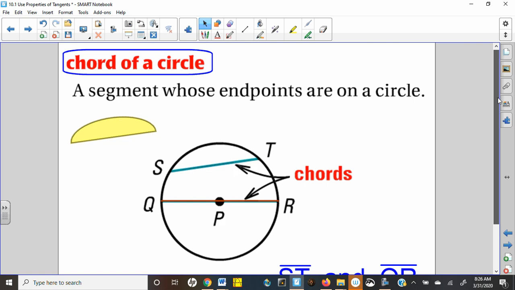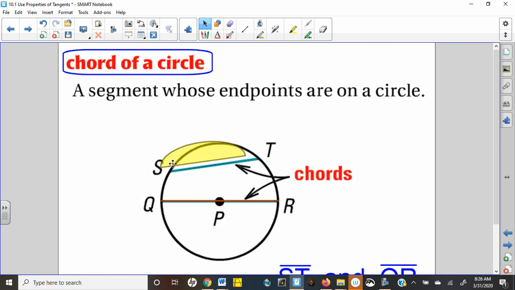You've actually seen the definition of a chord all the way back in chapter 11 when we were doing area, because you have to find the area of something called a segment of a circle. And a segment of a circle was defined as the area between a chord of a circle and the arc that chord intersects. So in this case, it would be arc ST, right? Well, now we're just defining that chord officially.